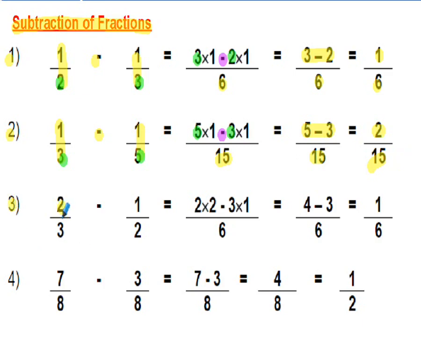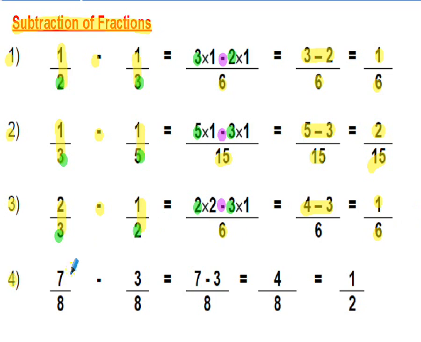Question 3, we're given 2 upon 3 minus 1 upon 2. Again, the common denominator for 3 and 2 is 6. And we repeat the process. How many times does 3 divide into 6? That's 2. So that's 2 times 2 in the numerator. How many times does 2 divide into 6? That's 3. So that's 3 times 1 in the numerator. And again, we are subtracting the values. Looking at the arithmetic, that becomes 4 minus 3 on the top line. So 1 upon 6 is our solution.